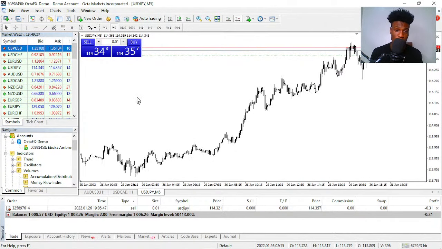Another important thing to note is that currency pairs have different spreads, and it depends on the liquidity of the currency pair. The more liquid the currency pair is, the tighter its spread.